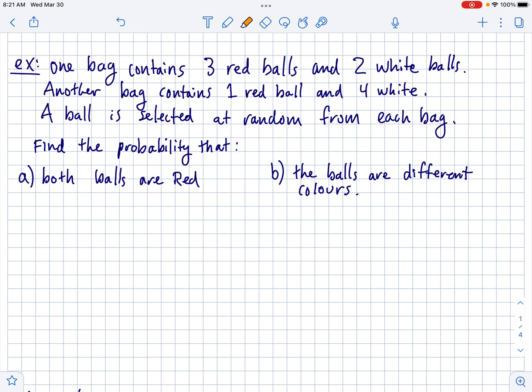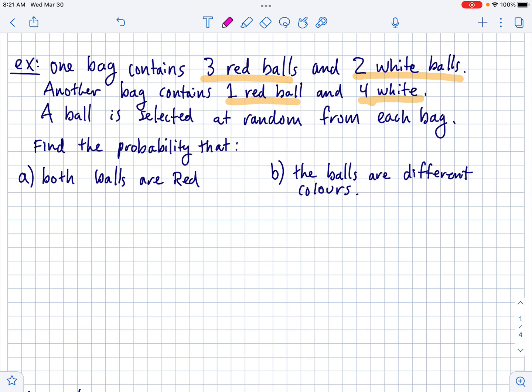We're going to illustrate this property with an example about a bag containing red and white balls. The first bag has 3 red balls and 2 white balls, and a second bag has 1 red ball and 4 white balls. A ball is going to be selected at random from each bag. Find the probability that both balls are red.